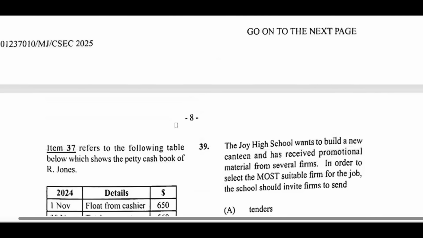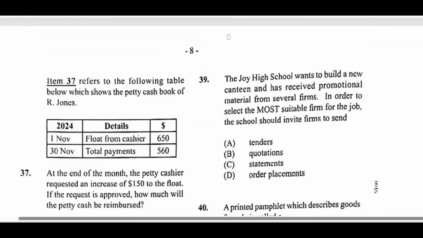Let's go to 39. This is a repeated question. The Joy High School wants to build a new canteen and has received promotional material from several firms. In order to select the most suitable firm for the job, the school should invite firms to send, not quotations, no. The best answer here is tenders, right?